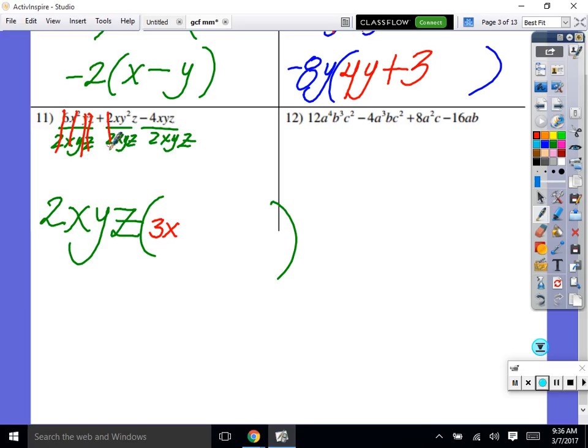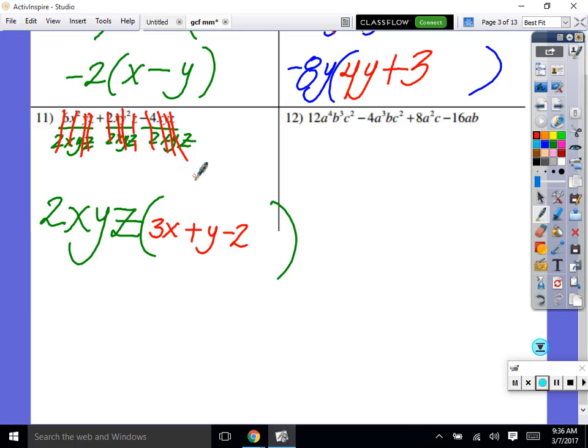2 over 2 is 1. X over x is 1. Y squared over y is y. Isn't it positive y? It's a different term, so you gotta make sure I write plus y. And then our z is divided out. Negative 4 divided by 2 is negative 2. X is divided out, y is divided out, z is divided out. So we're done. Not bad.